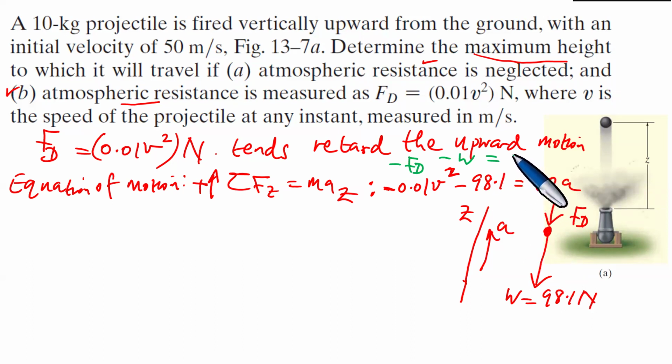By Newton's second law, the sum of all the forces will equal the mass times the acceleration. The mass is 10 kilograms, and the acceleration is A. And therefore, we have minus 0.01 V squared minus 98.1. So what do we achieve? We achieve exactly this equation. But now what do we want? We want to determine the maximum height.